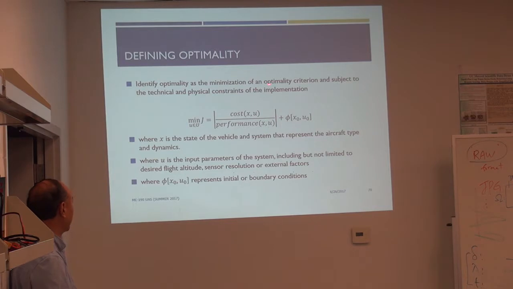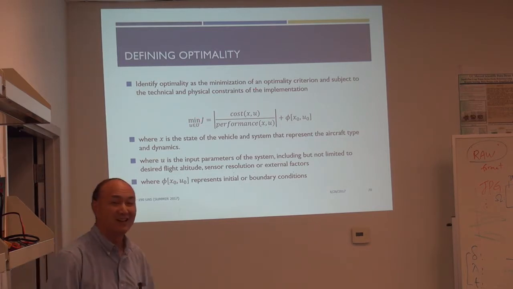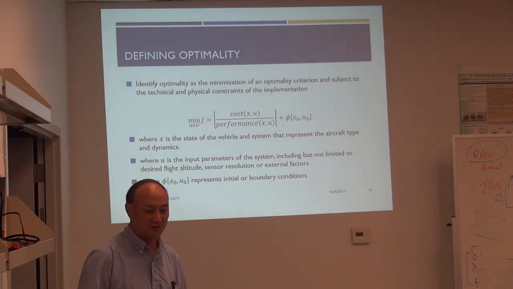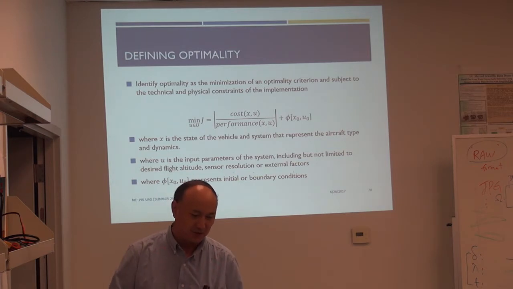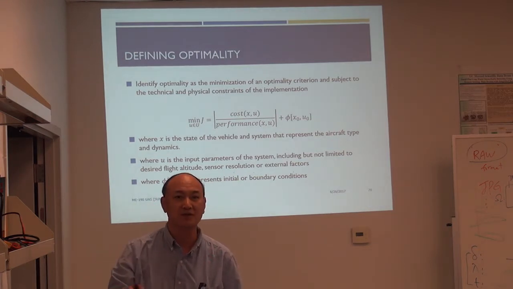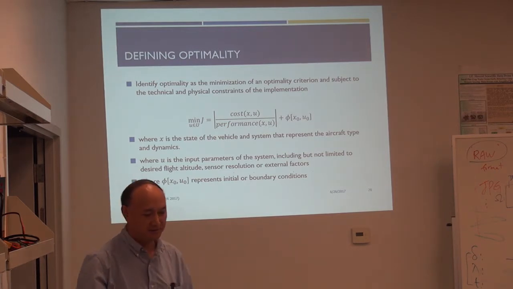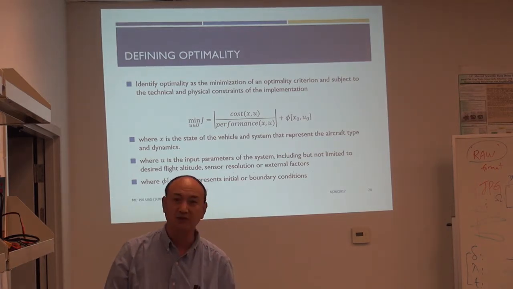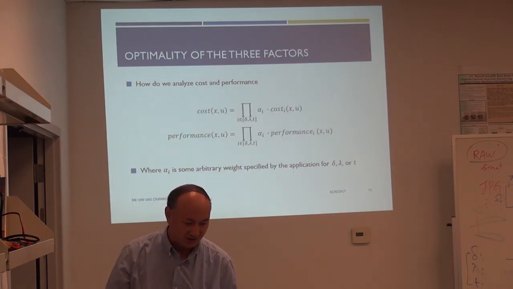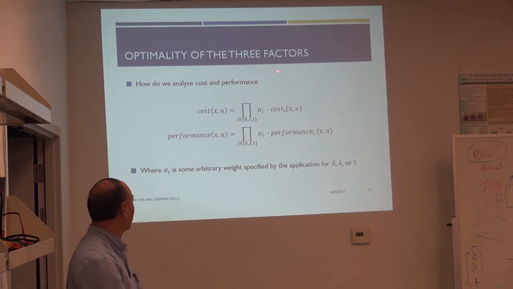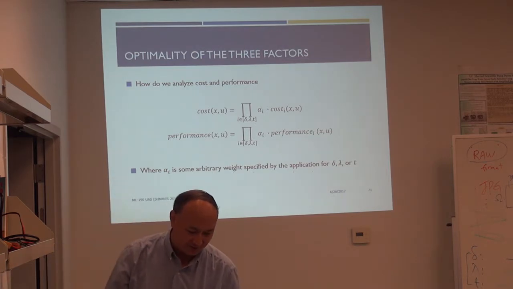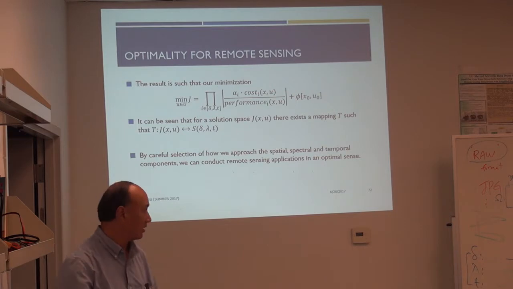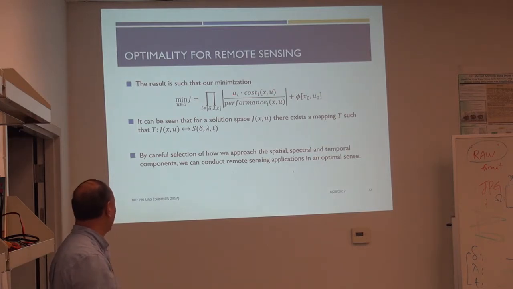So we need to define some J. J is considered the performance measure, performance metric. We can keep talking this way: how much cost and what's the performance. So minimize cost, maximize performance. Then you make this one minimize, okay? And phi is kind of the initial boundary conditions, okay? The cost has many factors, and performance also has many factors. So we just use a mathematical formulation. The result aggregates all these factors together.